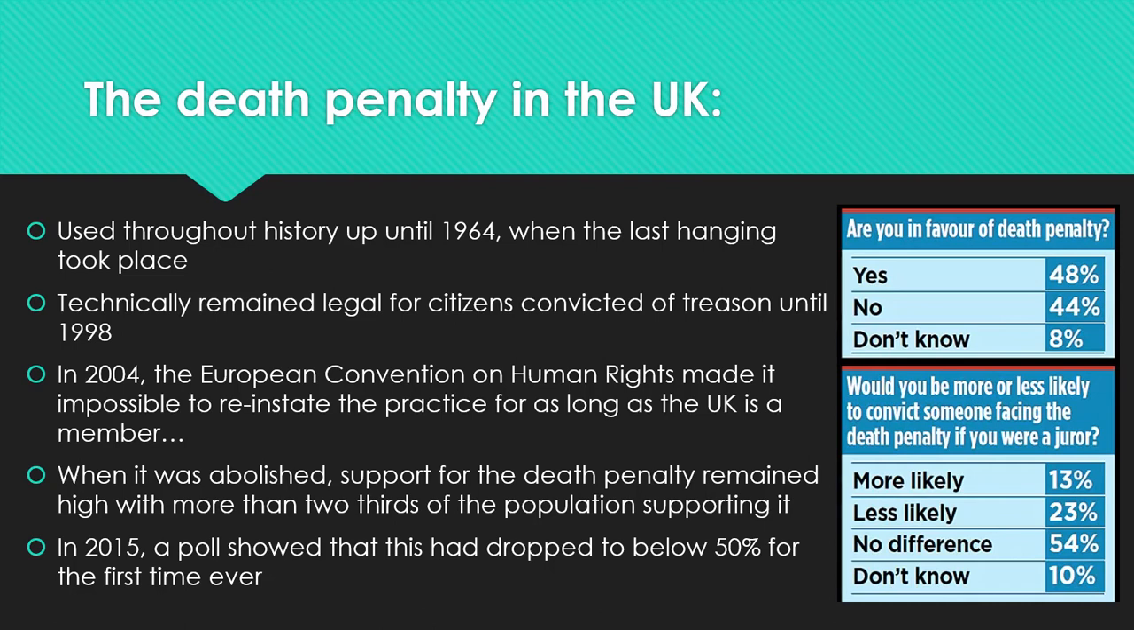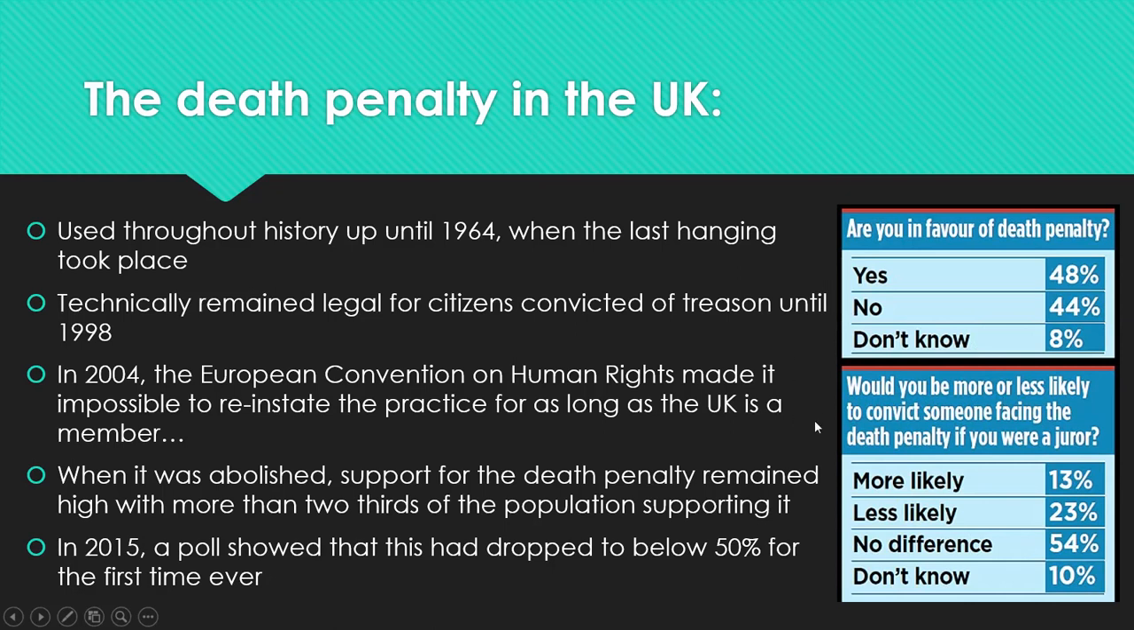When it was abolished, which means taken away, support for the death penalty remained high, with more than 2/3 of the population supporting it. So a lot of people wanted to keep the death penalty when it was abolished. And in 2015, a poll showed that this had dropped to below 50% for the first time ever. Okay, and so this is some quite recent statistics of people in the UK. The question was, are you in favour of the death penalty? 48% said they are in favour, they think it's a good thing. 44% said they were not in favour, they thought it was a bad thing. And 8% said that they didn't know.